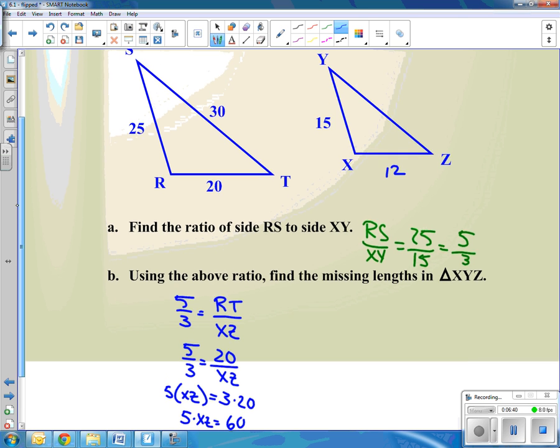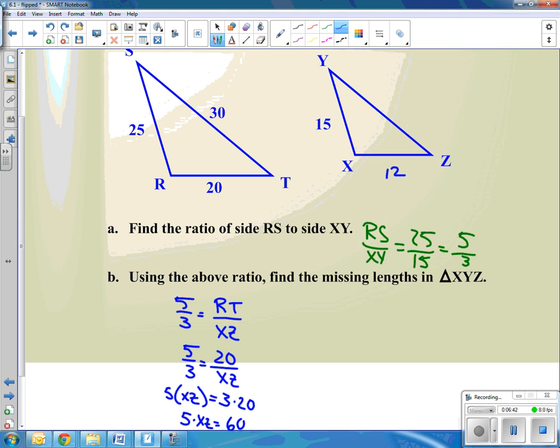And it looks like I still need YZ, so I'm going to set up another proportion. Again, RS to XY was a 5:3 ratio, so that will be equal to the ratio of side ST to YZ. Okay, now I'm going to rewrite this. I know that ST has a length of 30. YZ is the one I'm looking for. Cross multiply.